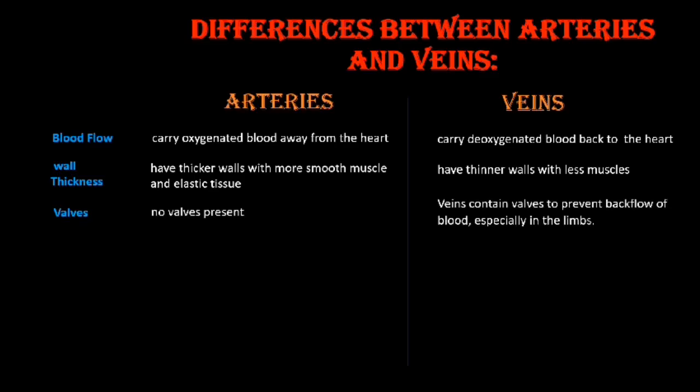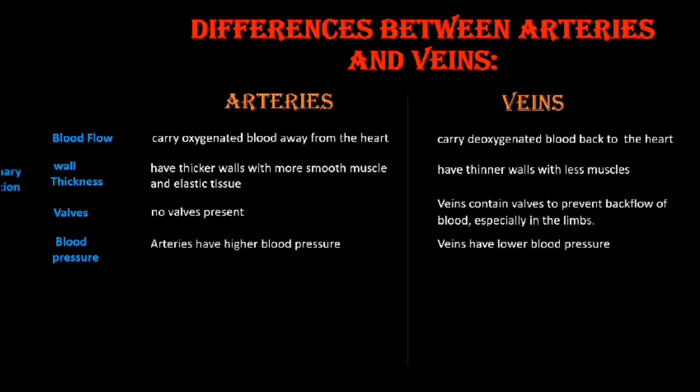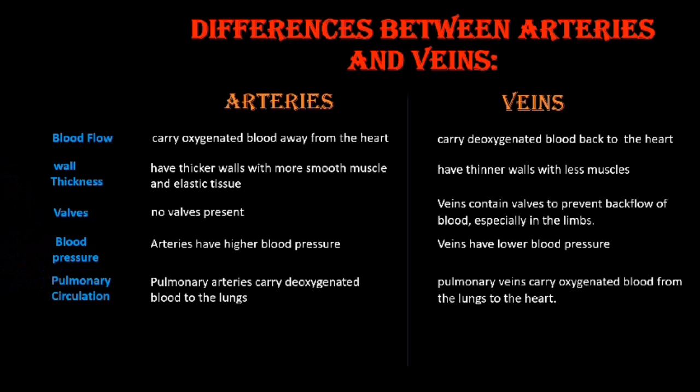Blood pressure. Arteries have higher blood pressure due to their thicker muscular walls and elastic recoil, while veins have lower pressure. Pulmonary circulation. Pulmonary arteries carry deoxygenated blood to the lungs, while pulmonary veins carry oxygenated blood from the lungs to the heart. Next is capillaries.